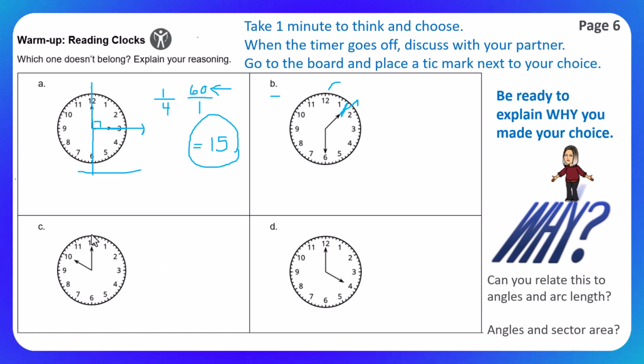C is cutting out 2 sections. Okay, that's 5 minutes, 10 minutes, so 10 out of 60, or 1/6 of the circle. In other words, 1/6 of 60 is 10 minutes.